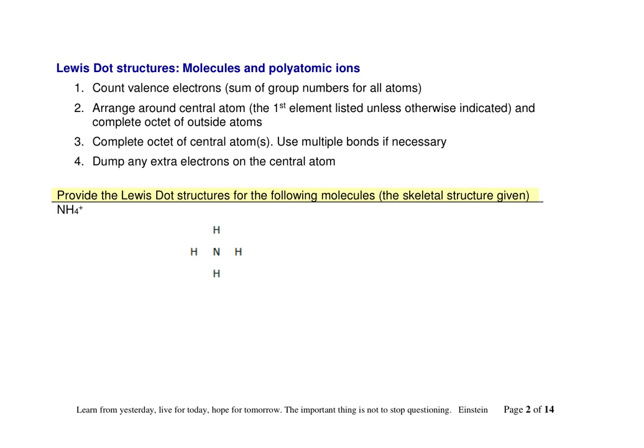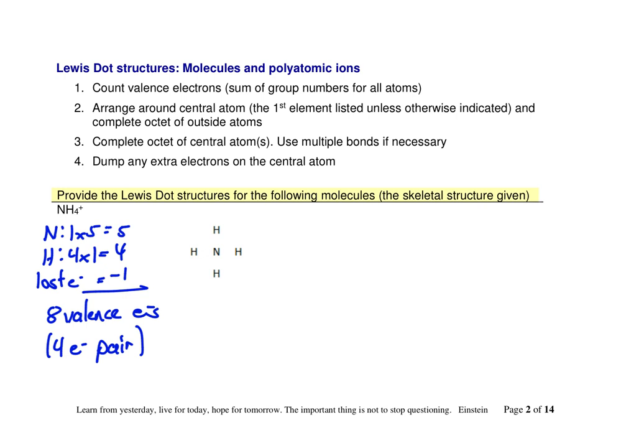First, we'll count up the valence electrons. We need to account for the fact that NH4+ has a positive sign, which means we've lost 1 electron, and that needs to be subtracted from the total. So we have a total of 8 valence electrons and 4 electron pairs.